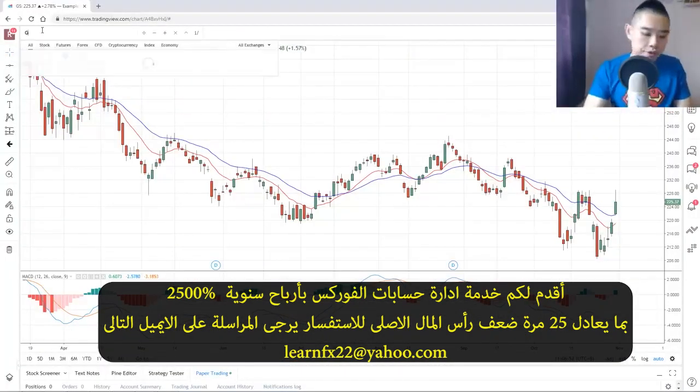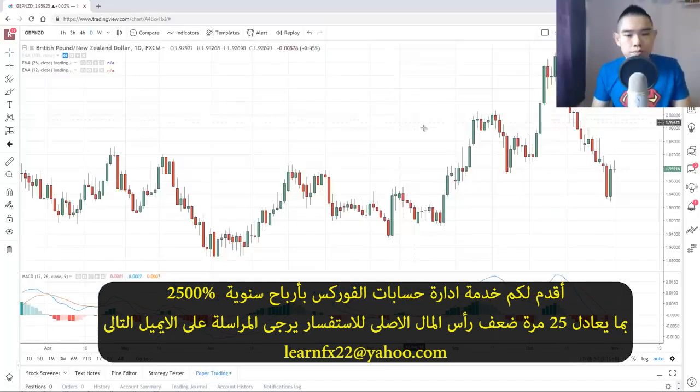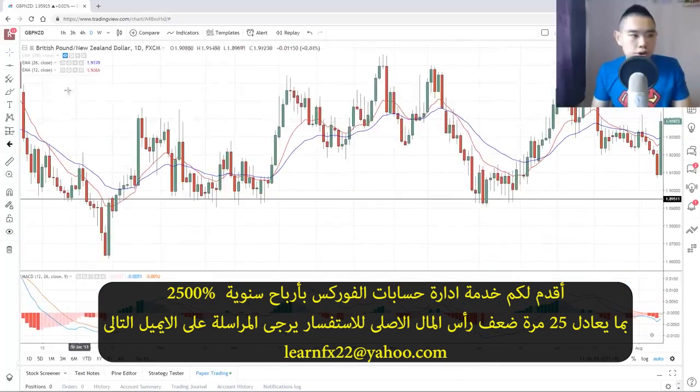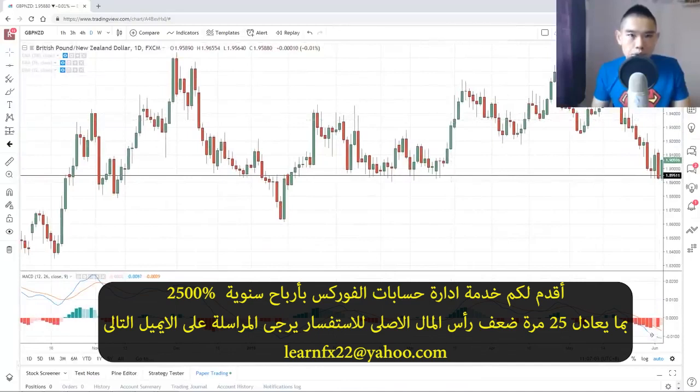First things first, let's have a look at the pound New Zealand. You can see over here, we don't need this 12 and 26, so we remove it. This is what I'm talking about. Over here is an area of support, and you have the market coming into this area of support.